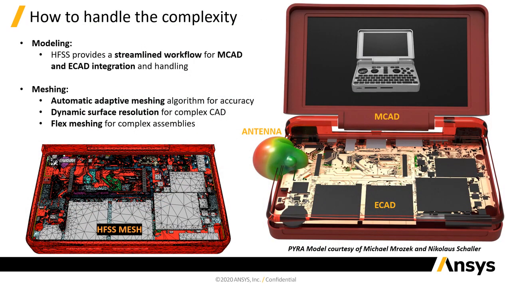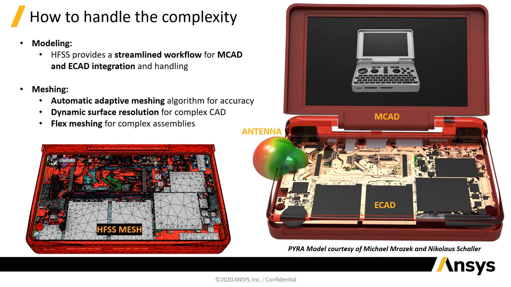Here we have an example of a laptop computer. And as you can see here, we have mechanical CAD, we have electrical CAD, we have antennas. And the first challenge that we have is how can we integrate all this information, since usually they come from different sources. We have a very nice platform in HFSS called HFSS 3D Layout, where we can import both mechanical CADs and electrical CADs.